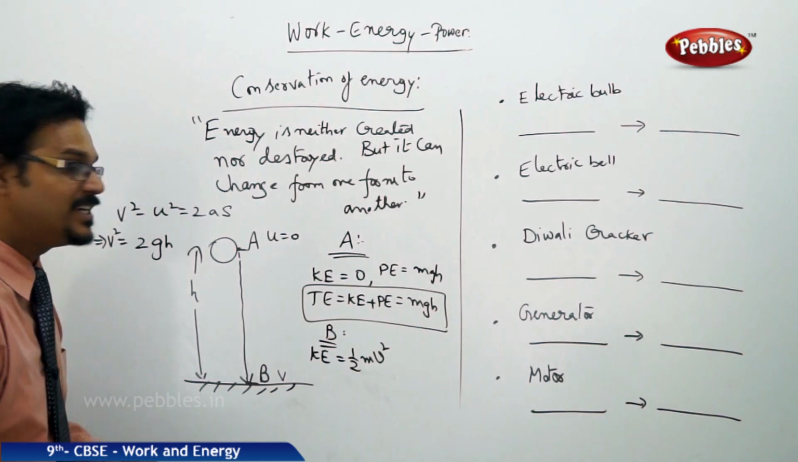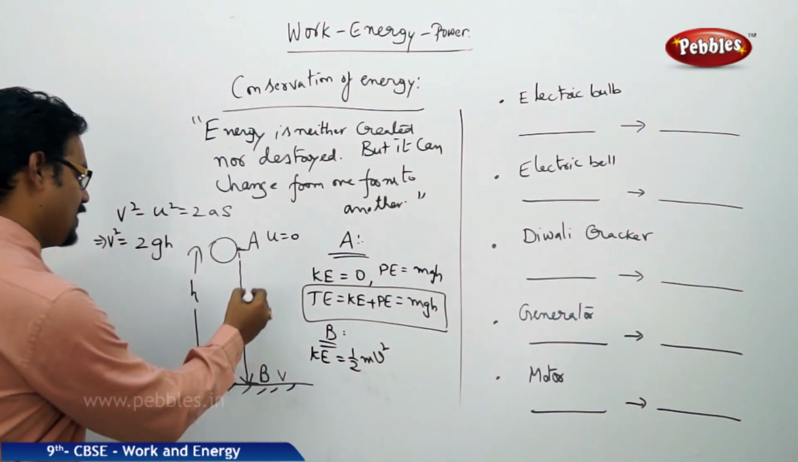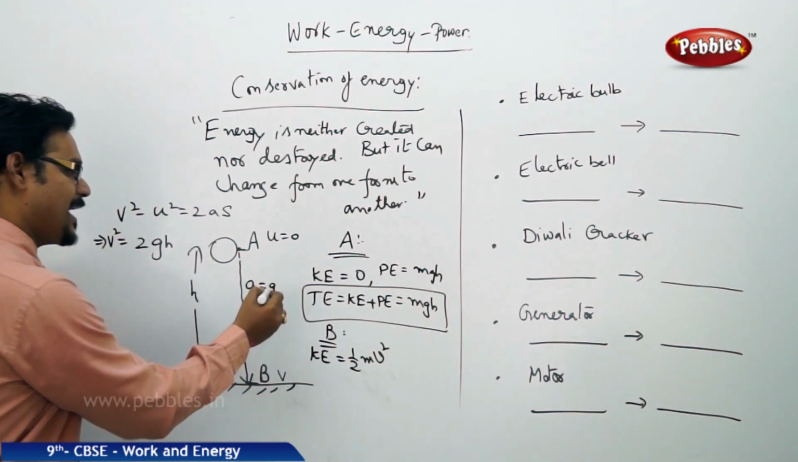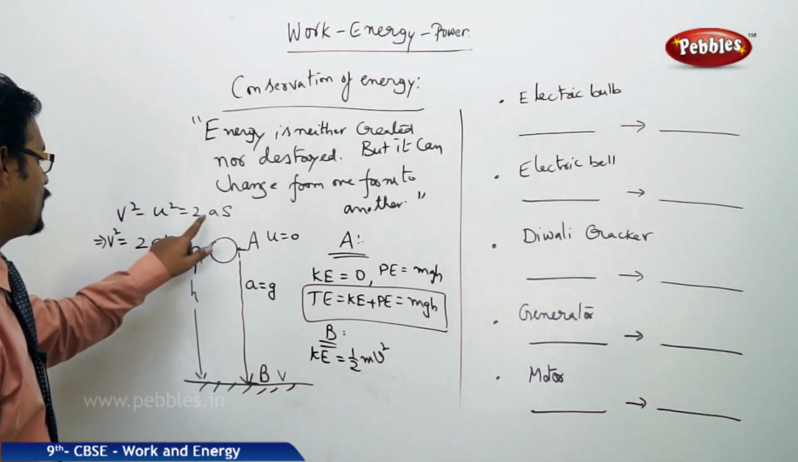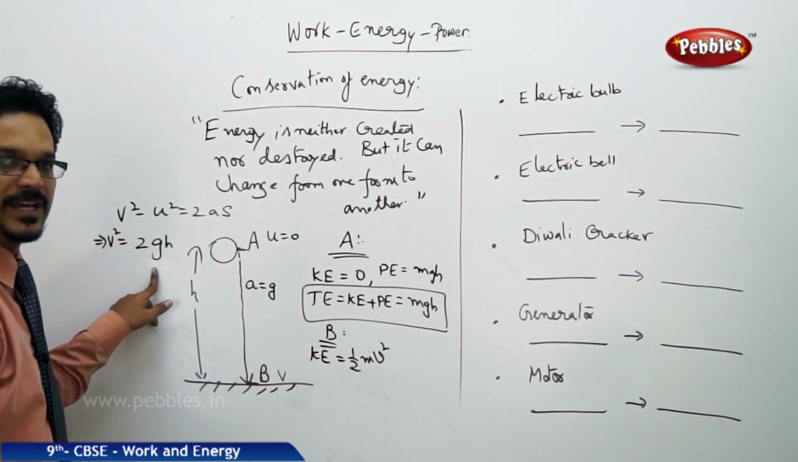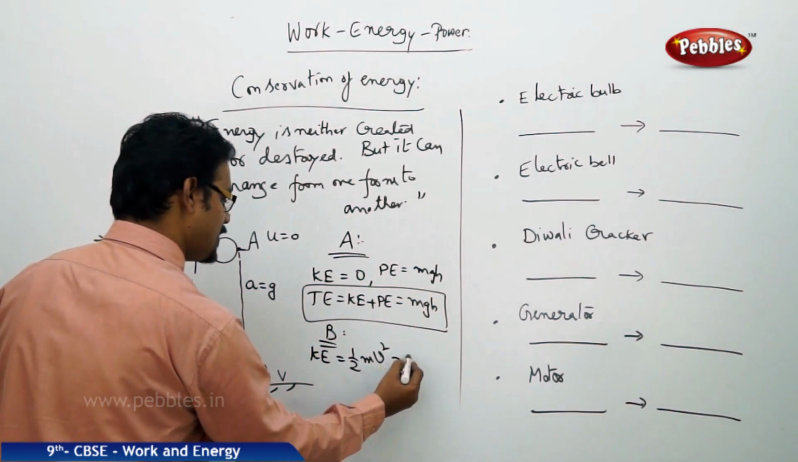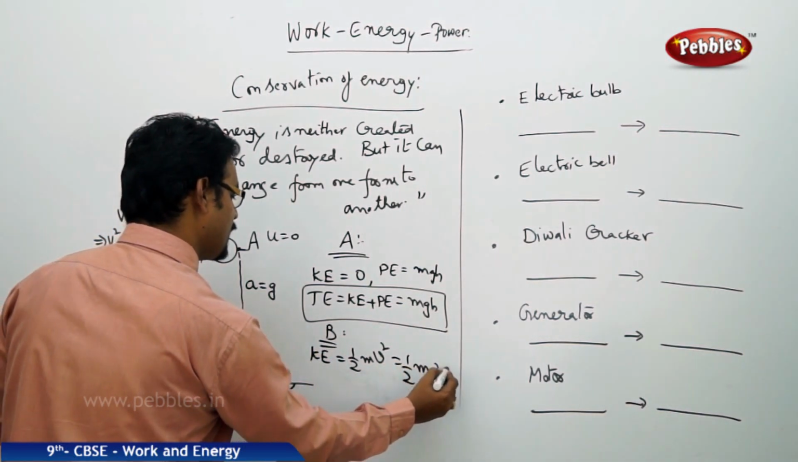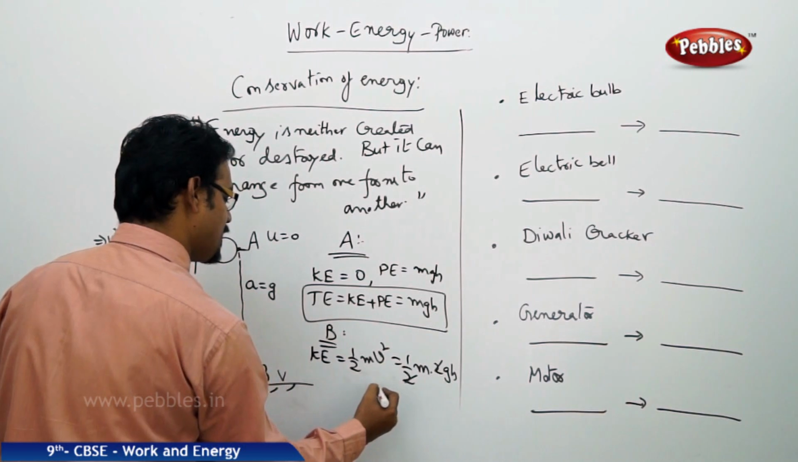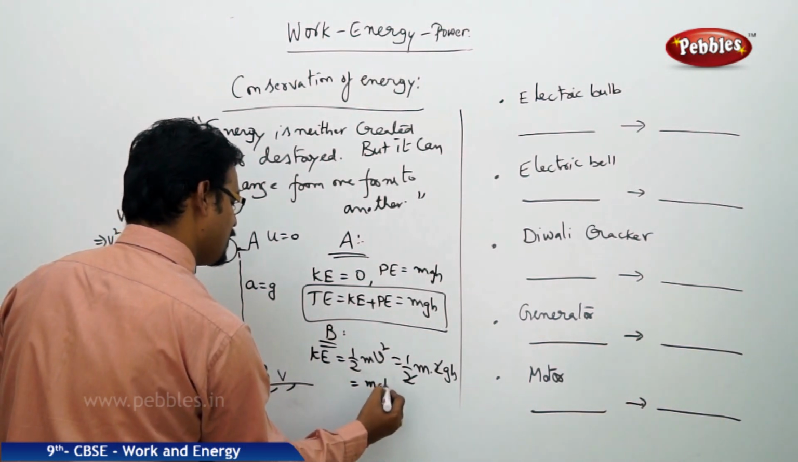2gh. Why did I mention g here? Because a is g. The body is falling down, and a is the acceleration due to gravity. So v square is 2gh. I can substitute here, so it is half m 2gh. The 2 cancels. So KE is nothing but mgh.